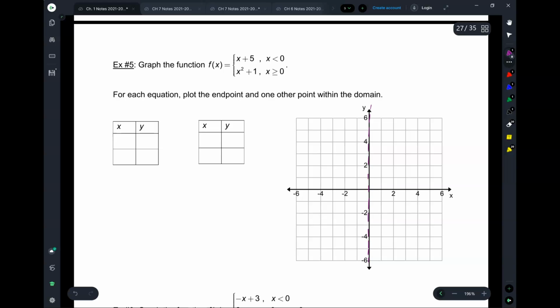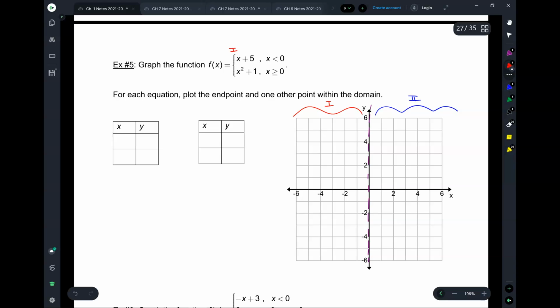Now, that partition divides my graph into two regions, my grid into two regions. Let me use different colors here. This is region number 1, and then this is region number 2, okay? Which function, the x plus 5 or the x squared plus 1, lives in region number 1?